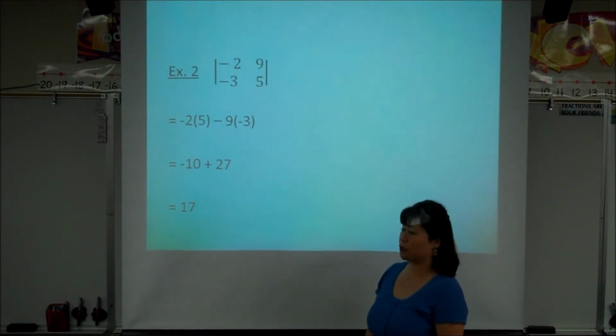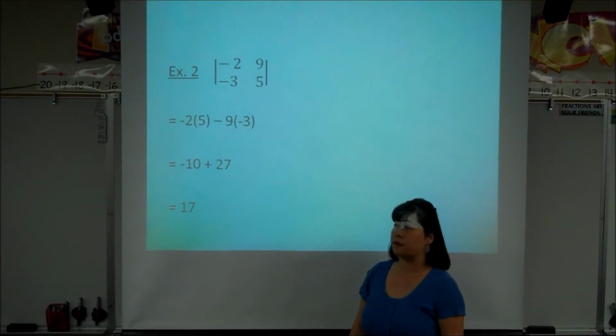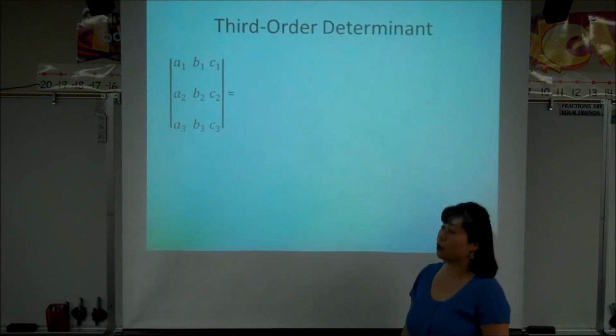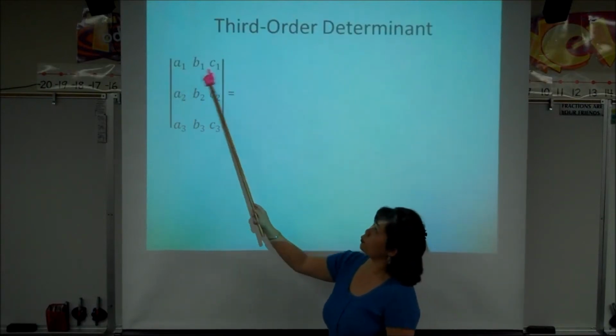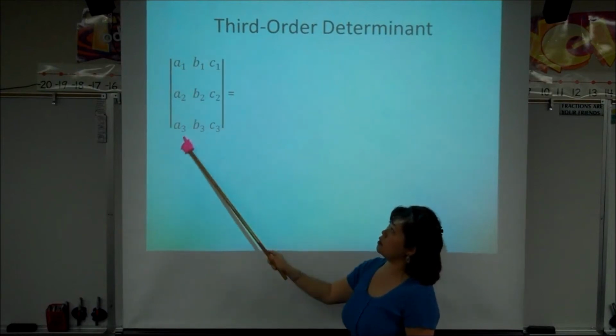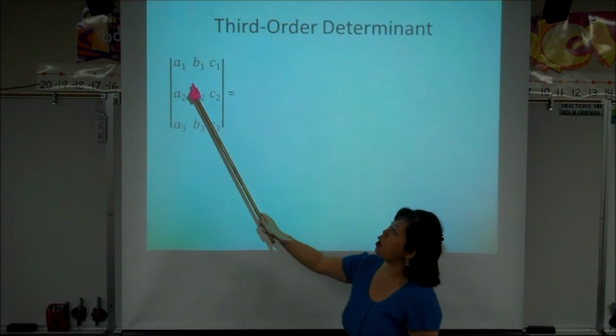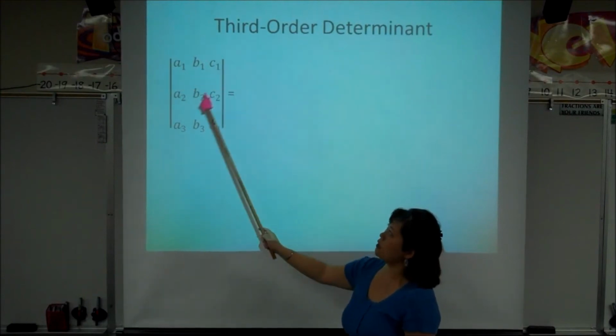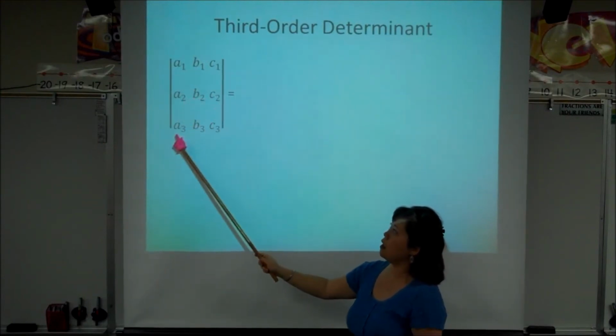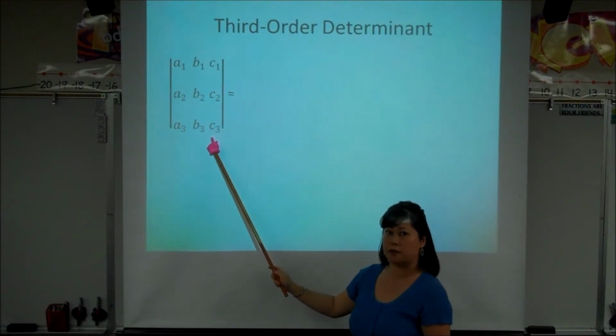Alright, so that's a 2 by 2. So now let's talk about 3 by 3. A 3 by 3, third order, looks something like this. It's going to be 3 rows and 3 columns. And same thing, notice that the location has all rows, no column numbers in this as well.